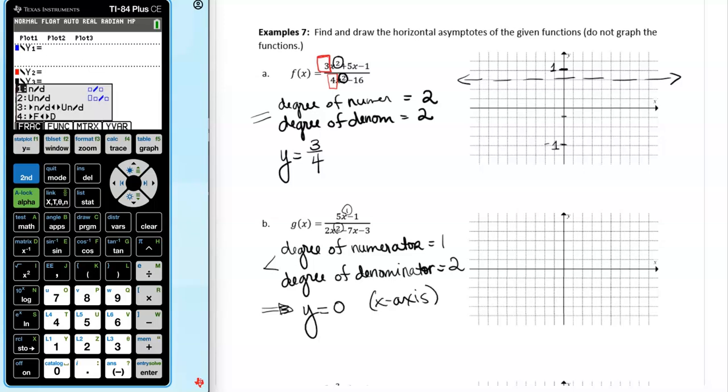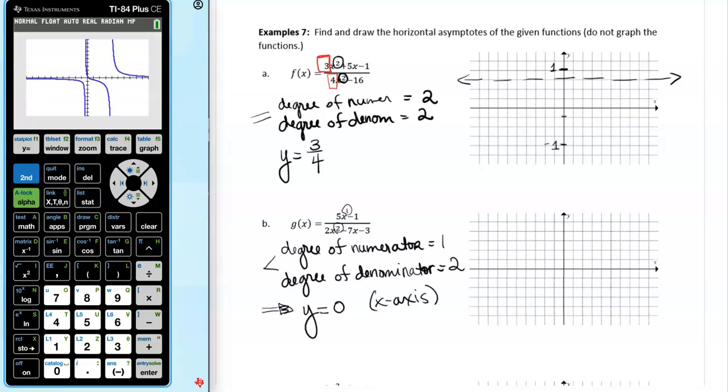So hit alpha y equals, pull in that fractional view, and start entering in your function. Once again, there may be some vertical asymptotes showing up, so just ignore what's happening in the middle of the graph and just focus on what's happening on the left-hand side and the right-hand side. So you see on the left-hand side, the function is very close to the x-axis. It's getting close to y equals 0. And on the right-hand side, it's doing the same. Also notice you can see that there's two vertical asymptotes happening as well. So that's good to see in this graph.